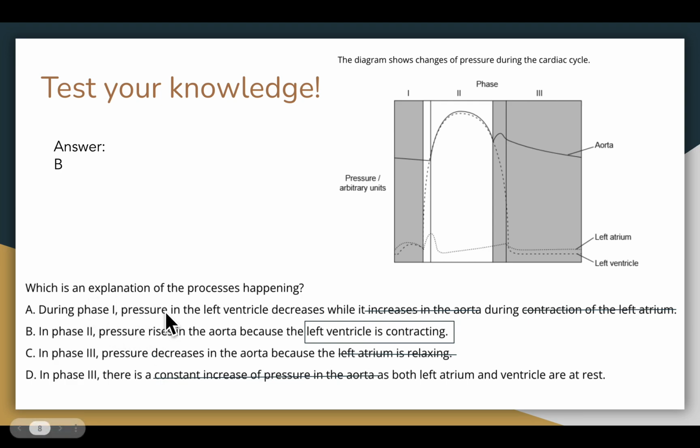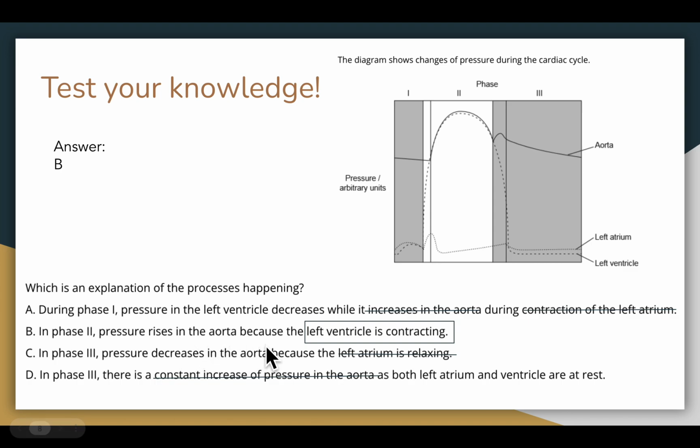During phase 1, the pressure in the left ventricle decreases while it increases in the aorta during the contraction of the left atrium. If we look at phase 1 over here, the first giveaway is that the ventricular pressure is actually increasing. So we know that this is the wrong statement.